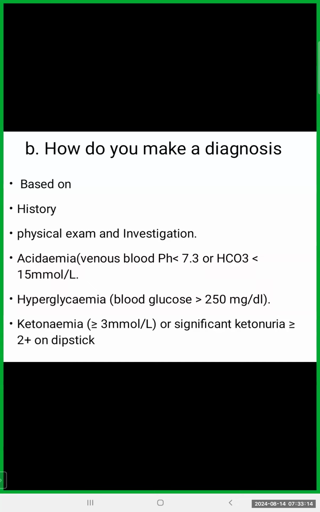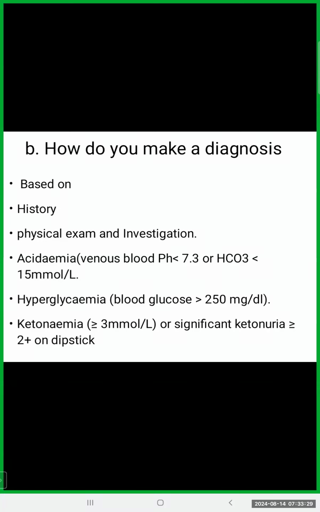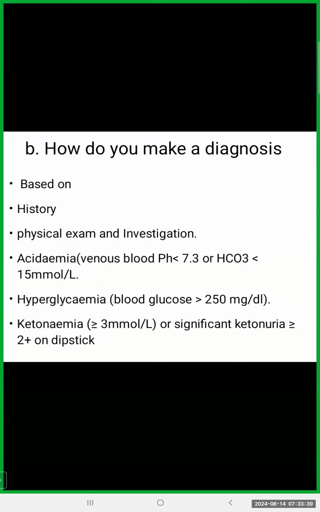Diagnosis is made based on history suggestive of hyperglycemia, physical exam, and investigation. The investigation shows evidence of acidemia, where there's bicarbonate level of less than 15 millimoles per liter, or venous blood pH of less than 7.3. And there's hyperglycemia, blood glucose greater than 250 milligram per dl, ketonemia, lactate levels greater than 3 millimoles per liter, or there's significant ketonuria, 2+ on urinary dipstick.